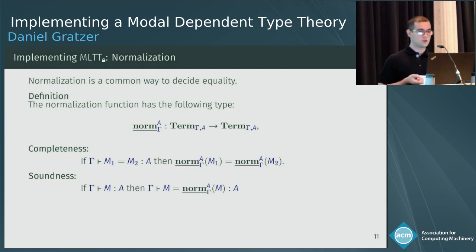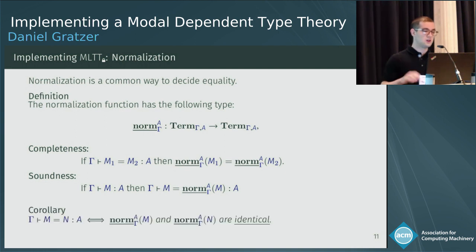We use normalization. So the normalization function is just a function from terms to terms, on type terms, satisfying some properties. And those properties basically boil down to the following result, which is that if we want to check whether two terms are convertible, it suffices to check whether their normal forms are identical. And since checking normal forms for literal syntactic equality is definitely decidable, if we can write down this normalization function, we're in good shape.